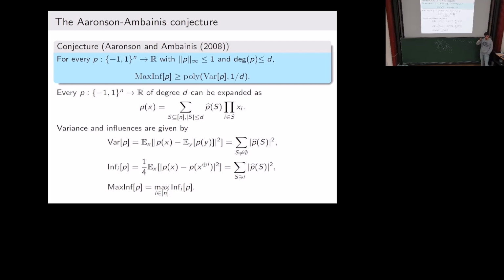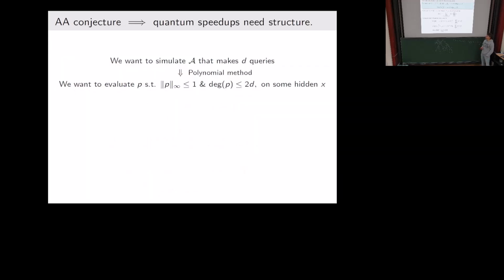So why this is somehow going to imply that it's true that quantum speedups need a structure. I claim that if we want to simulate a quantum algorithm that makes the queries, then what we just have to do is to evaluate a polynomial of degree at most 2d that is bounded on the infinity norm on some hidden input without knowing too many entries of the input. So this is thanks to the polynomial method.